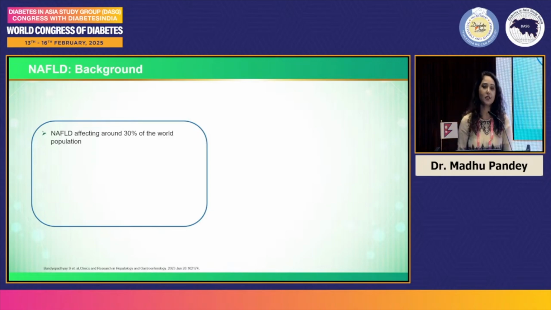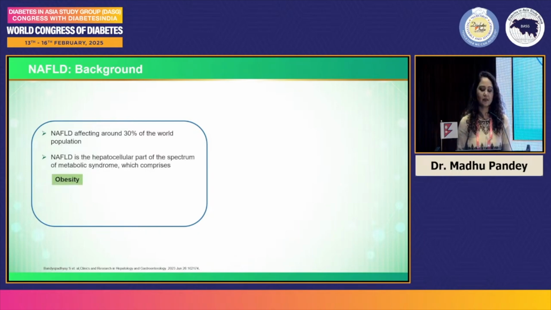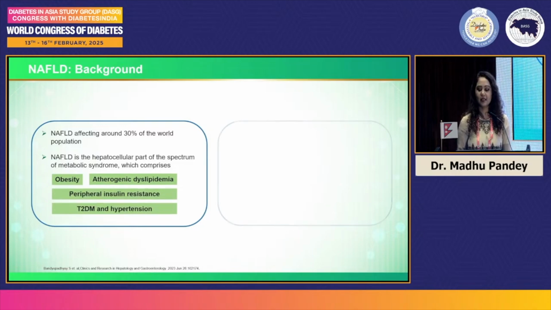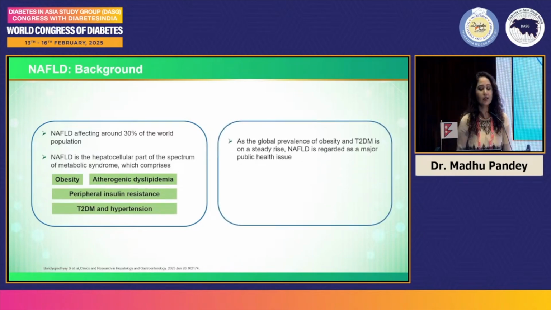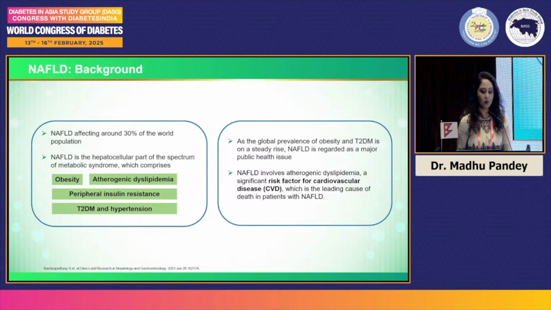NAFLD affects around 30% of the world population and is the hepatocellular part of the spectrum of metabolic syndrome, which comprises obesity, atherogenic dyslipidemia, peripheral insulin resistance, type 2 diabetes, and hypertension. As the global prevalence of obesity and type 2 diabetes is on a steady rise, NAFLD is regarded as a major public health issue. NAFLD involves atherogenic dyslipidemia, a significant risk factor for cardiovascular disease, which is the leading cause of death in patients with NAFLD.